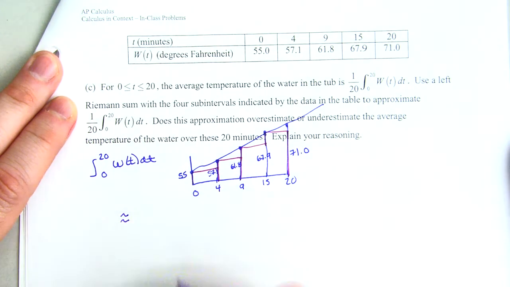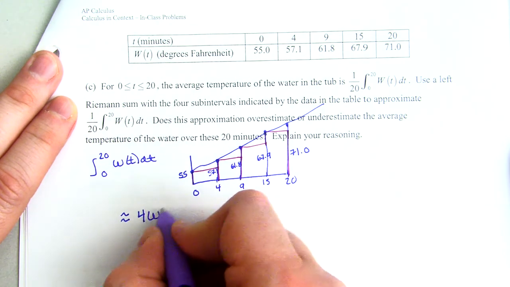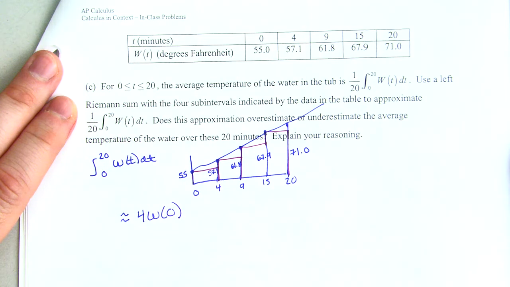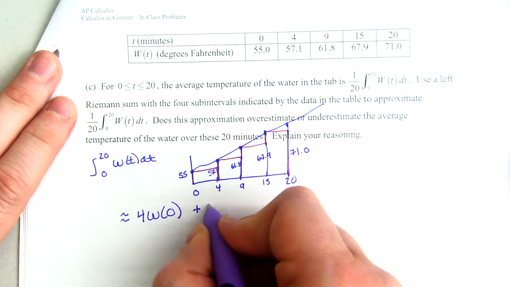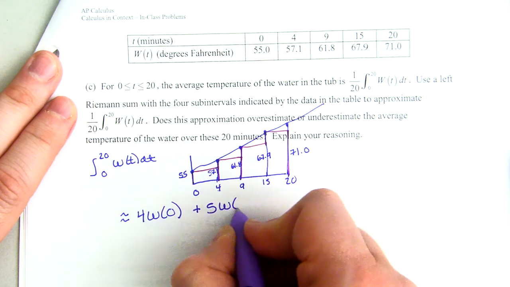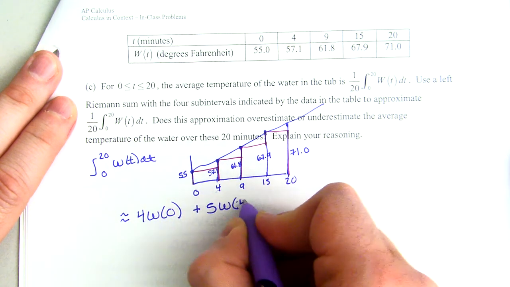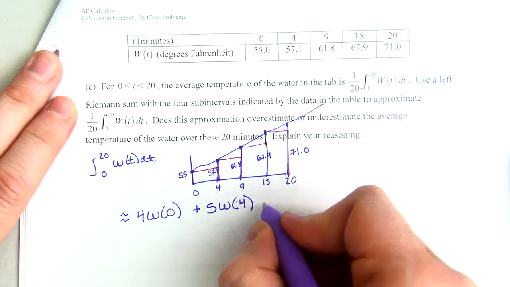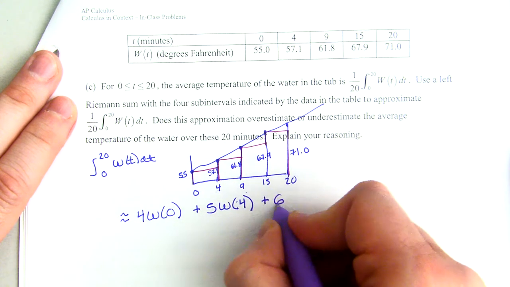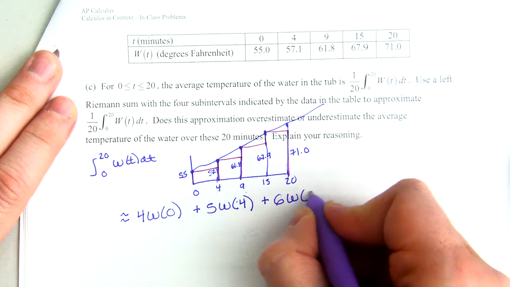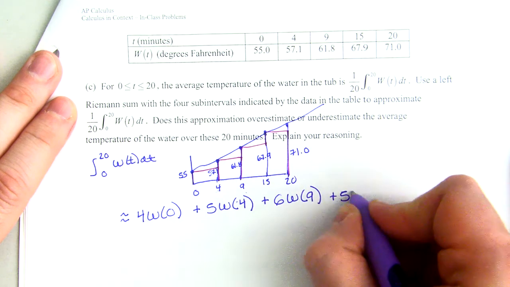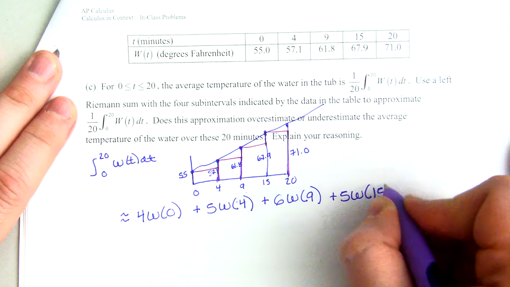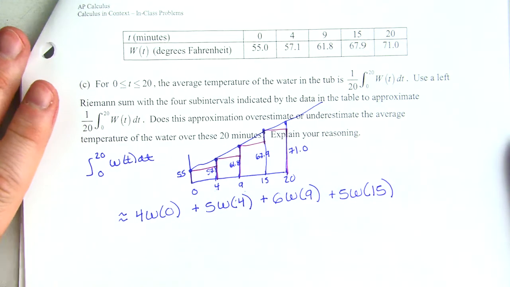The base of my first rectangle is 4. The height is the height at the left endpoint, so 4 times w of 0. The next one, my base is 5. My height is the height at the left endpoint, so between 4 and 9, my left endpoint is 4. Next, between 9 and 15, my base is 6. My height is the height at the left endpoint, 6 times w of 9, plus 5 times w of 15.